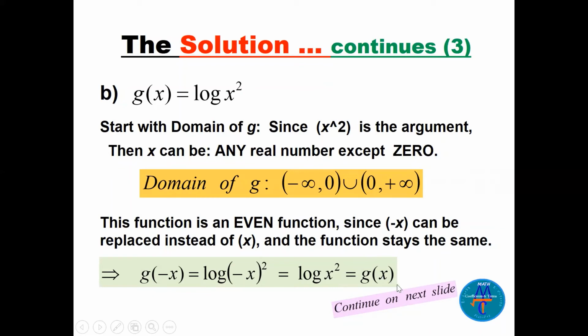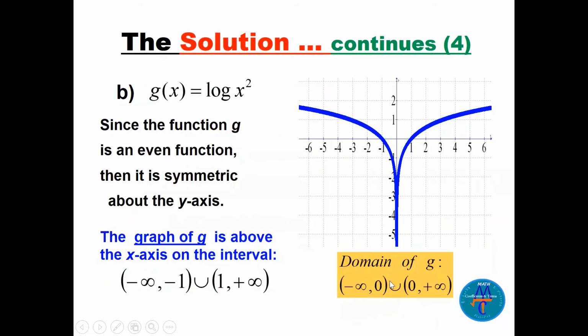That's an even function. Now we can graph g. So we can graph log of x where x is positive. And this is an even function, so it is symmetric about the y-axis. So there is a reflection on the y-axis. So both of these pieces, the blue one, make up the function g.